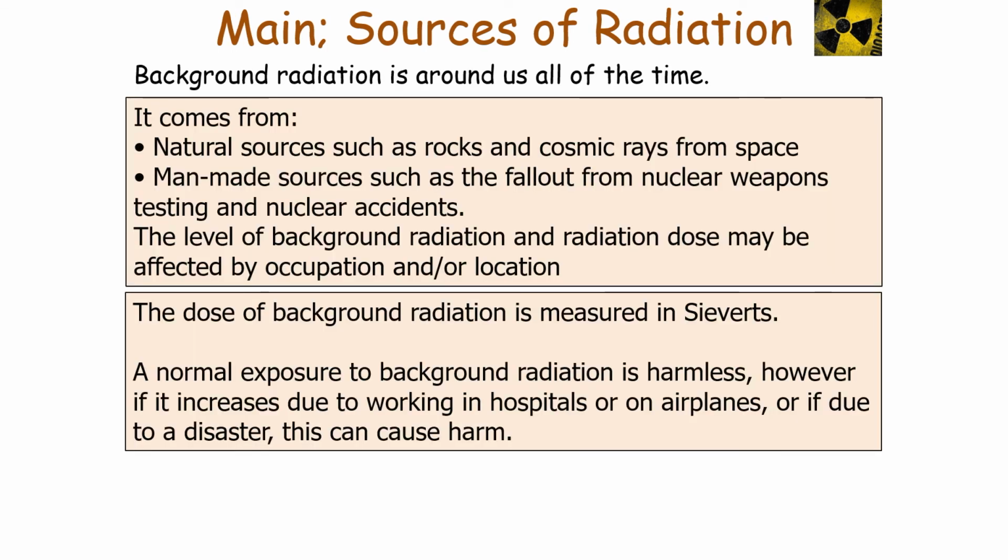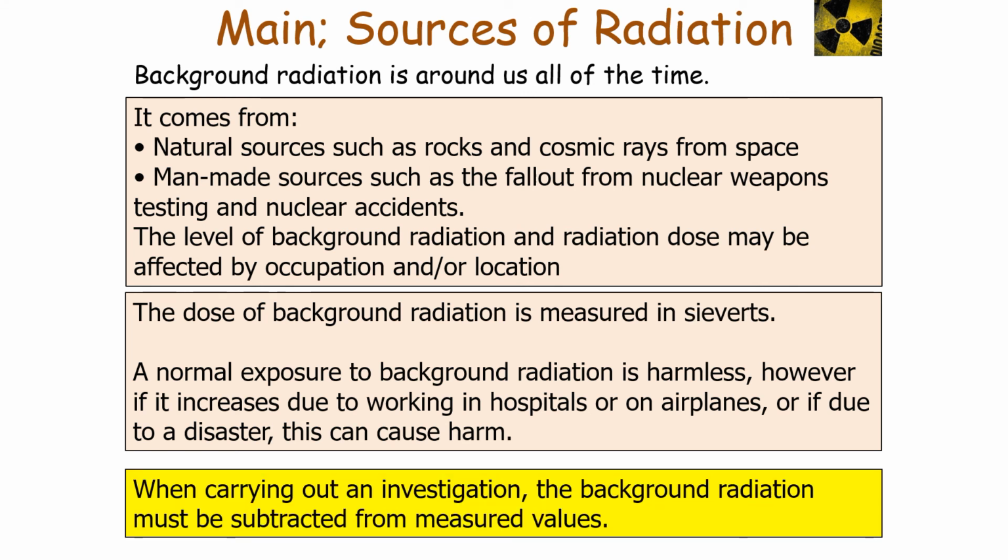So, what do we know? Background radiation is around us all of the time. It comes from natural sources such as rocks and cosmic rays from space. It comes from man-made sources such as fallout from nuclear weapons testing and nuclear accidents. And the level of background radiation and radiation dose may be affected by occupation and or location. Now, the dose of background radiation is measured in sieverts. A normal exposure to the background radiation is harmless. However, if this increases due to work in hospitals or on aeroplanes or due to a disaster, this can cause harm. Now, when carrying out an investigation, the background radiation must always be subtracted from the measured values.